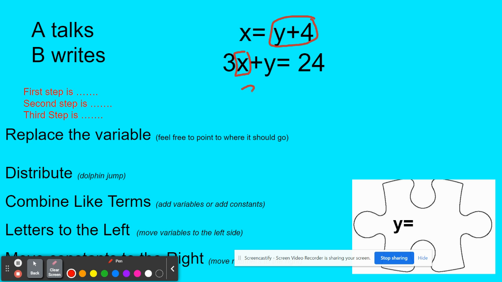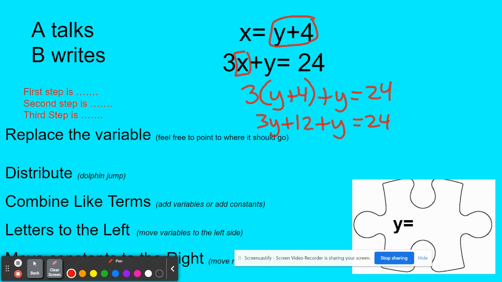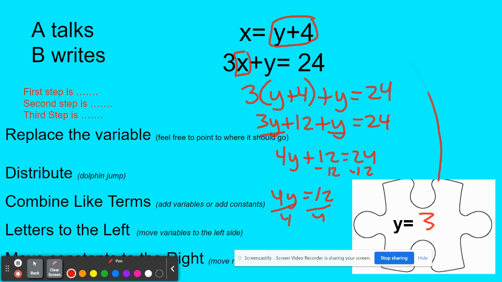All right, so it's going to be 3y plus 4 plus y equals 24. 3y plus 12 plus y equals 24. So I'm going to combine these like terms. 4y. Subtract 12. 4y equals 12. Divide. So y equals 3. If y equals 3, plug it back in. 3 plus 4 is 7. All right? Good. Let's switch roles again.